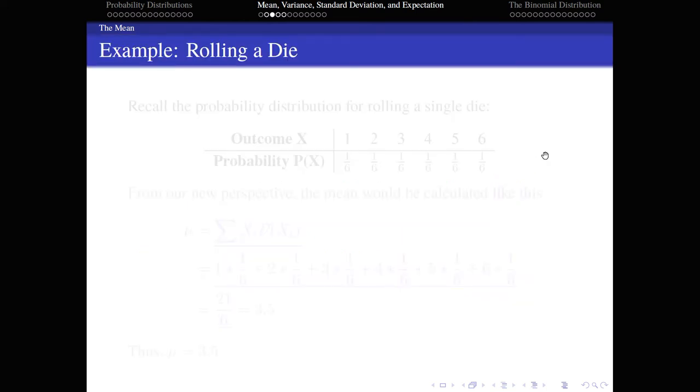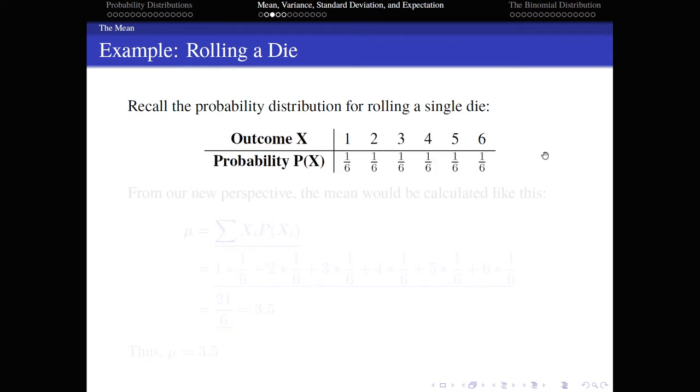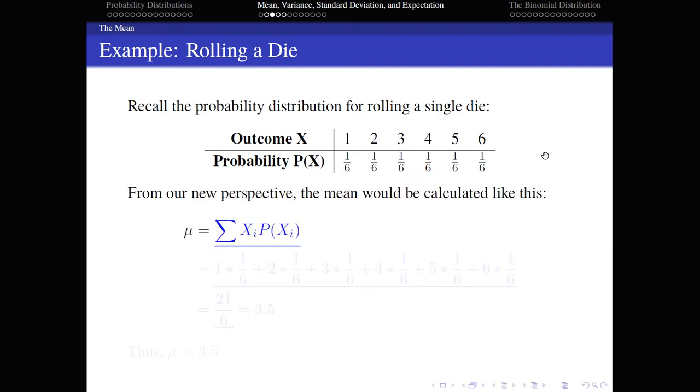All right, so for our first example, let's do this with rolling a die. We've got the outcomes 1, 2, 3, 4, 5, 6. We've got each of the probabilities, 1/6 for each one. Now we're going to calculate the mean of this discrete probability distribution. So our equation in equation form is all of the x's times all of their probabilities, and then summing all of those values up.